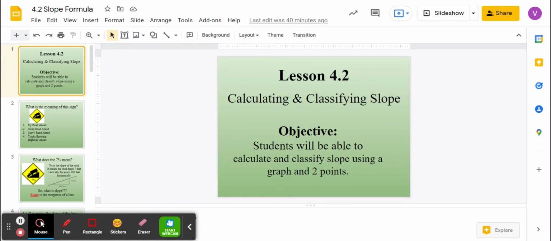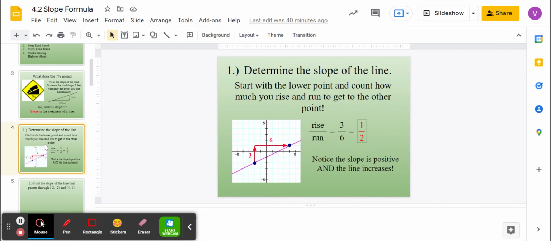In lesson 4.2, we're going to look at calculating and classifying slope. Now, slope is the same exact thing as rate of change. It's only used for graphs instead of tables. So if we look at the first graph, we're going to try to find the slope from one point to the next. So remember, slope is kind of like our rate of change.